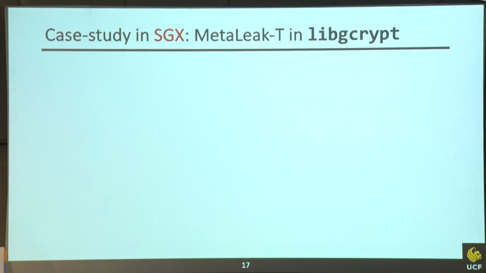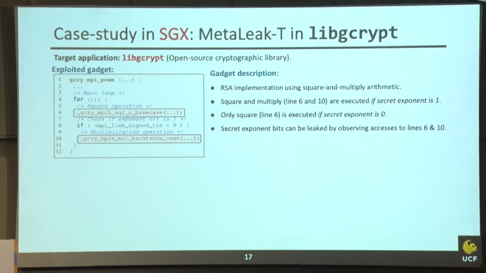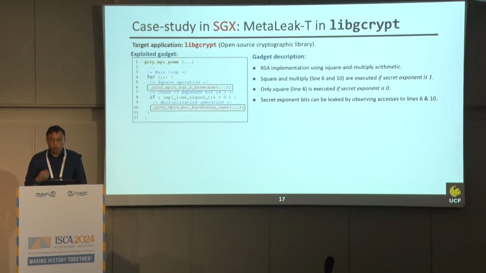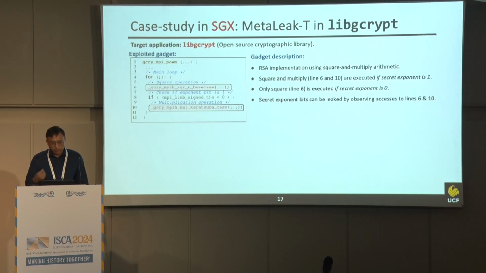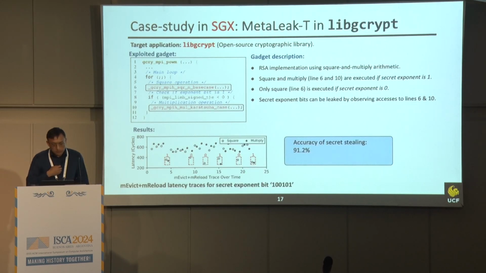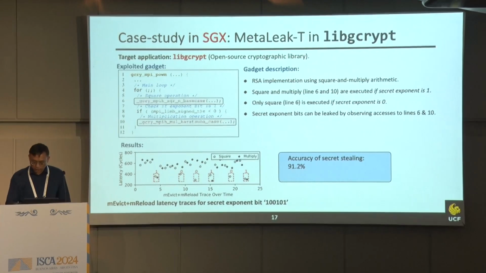And we did another case study on an SGX processor in real hardware using MetaLeak T against libgcrypt. libgcrypt is a vulnerable application where we have the square and multiply algorithm that differs based on a security exponent. So we used MetaLeak T again to monitor which specific function has been executed, again using metadata. And this figure on the bottom left shows latencies for the verification pass when we have this function access versus not. And overall, we achieve an accuracy of 91% for recovering the secret.